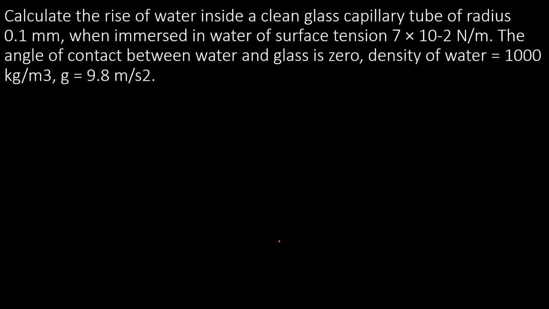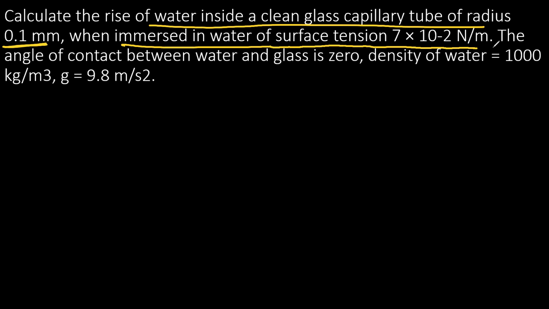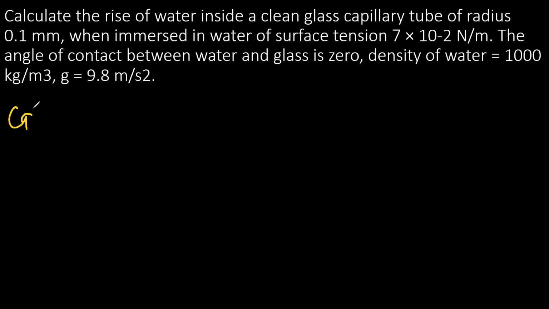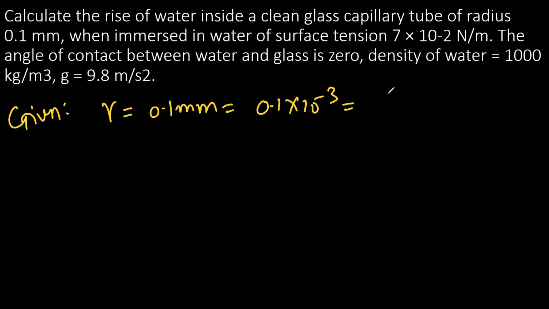Calculate the rise of water, the height, inside a clean glass capillary tube of radius 0.1 millimeter, when immersed in water of surface tension 7 into 10 raised to minus 2. The angle of contact between the water and glass is 0. The density of water is given and g is given. So let's write the given first. The radius of the capillary tube is 0.1 millimeter, that is 0.1 into 10 raised to minus 3, which is 10 raised to minus 4 meter.